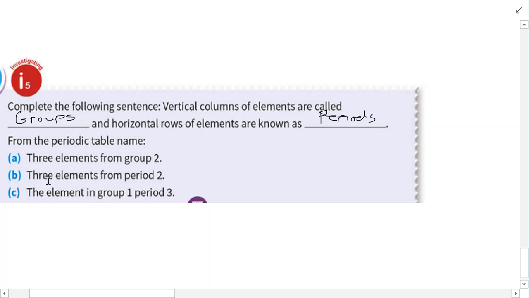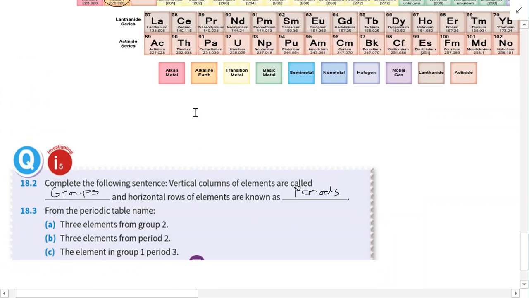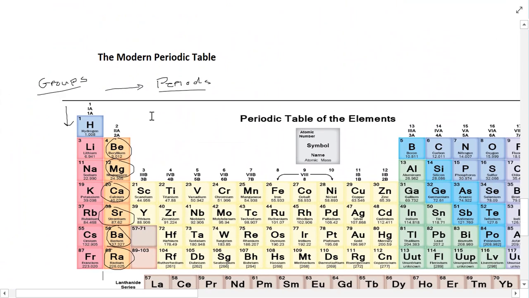Now it's asking you to name 3 elements from period 2. Remember, this is group 1, this is group 2, group 3, group 4. Now across, how do you know the periods? This is period 1, this one. This is period 2, period 3, period 4, period 5, period 6, period 7.